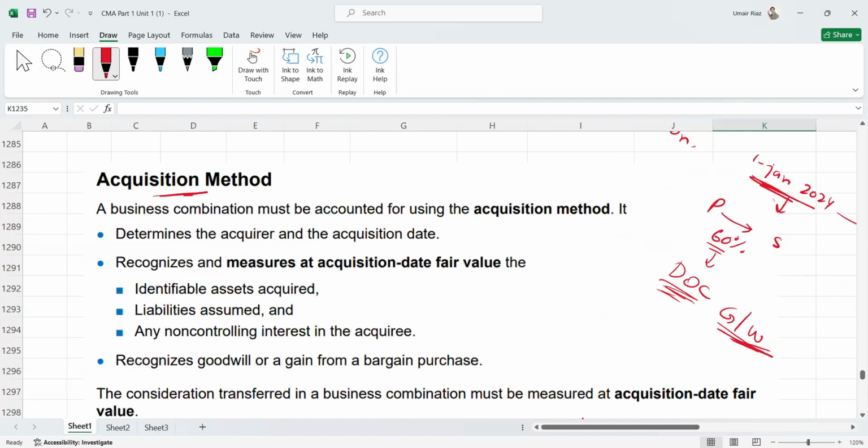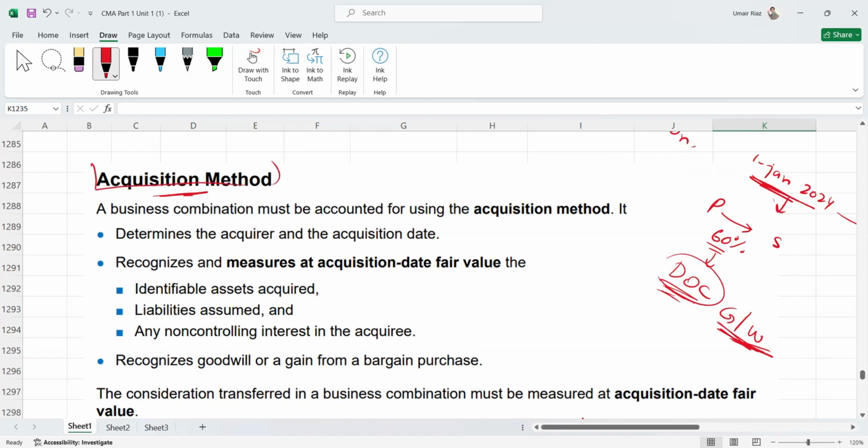So please remember, first I told you the date of control. What is the date of control? The date at which control is achieved. At that date, we have to calculate goodwill, or we have to calculate a gain on bargain purchase. And we follow which method to calculate the goodwill or gain from the bargain purchase? We always follow the acquisition method.